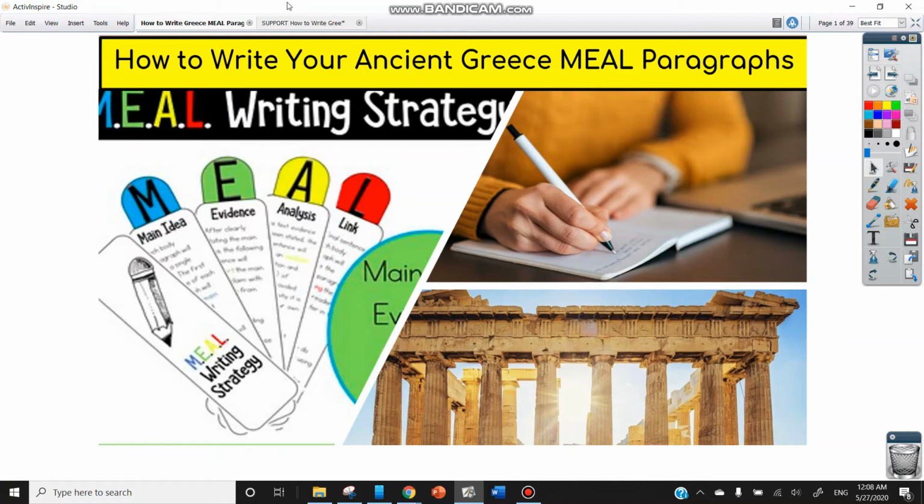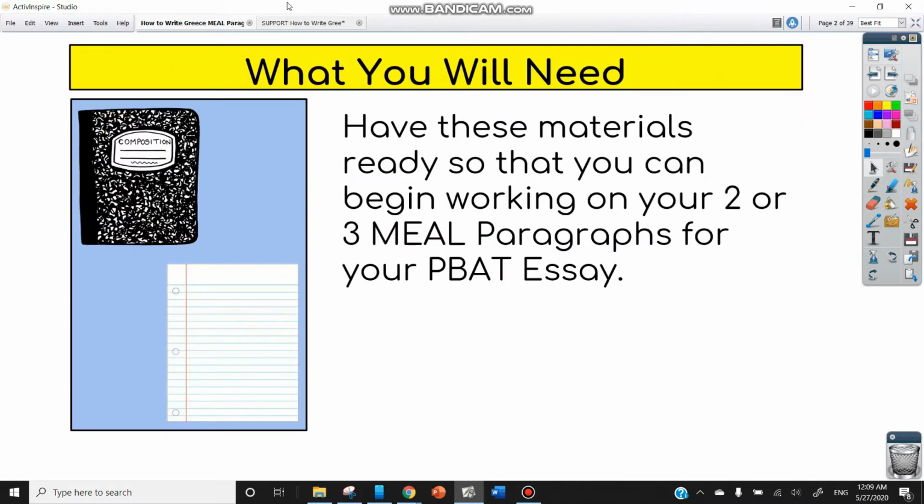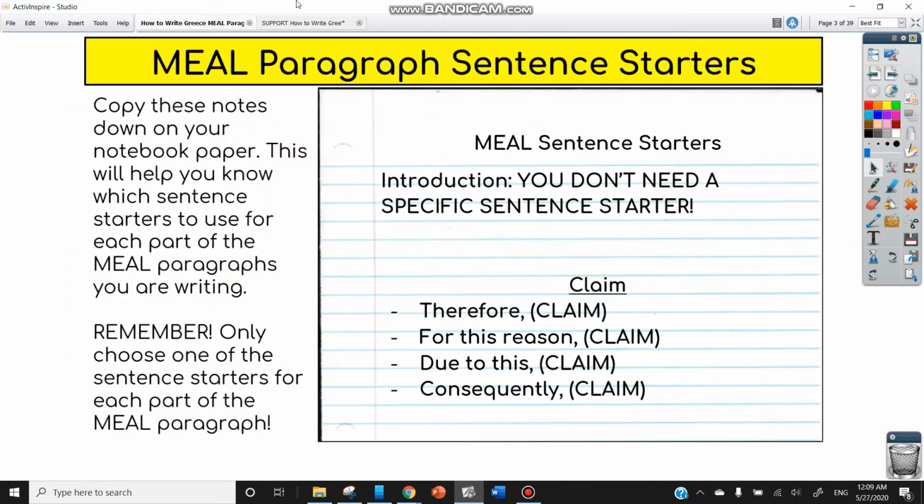Hello students, today we will be reviewing how to write your ancient Greece meal paragraphs. This is what you will need. You're going to need some notebook paper, the same kind of paper that you've been using so far for paragraph 1 and paragraph 2. Now, one of the first things you want to do is write down the sentence starters for the meal paragraph.